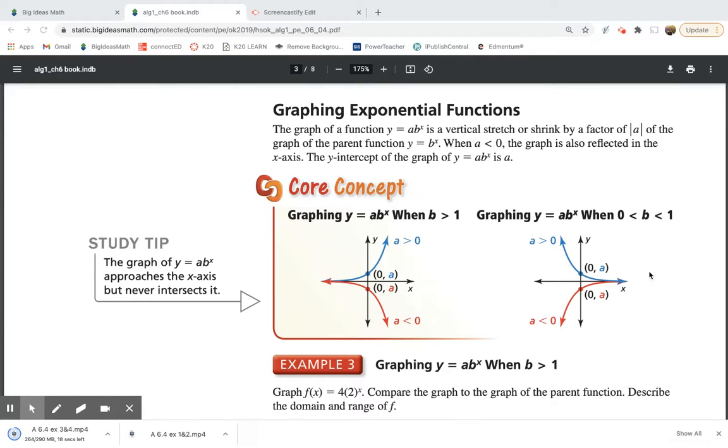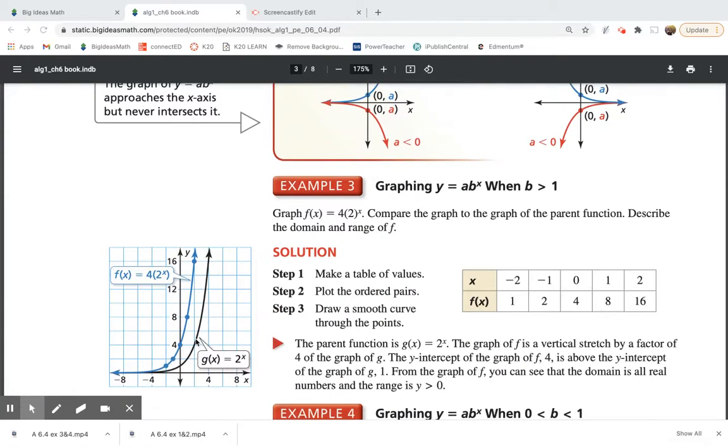So these look super confusing. But whenever y equals ab to the x, when b is greater than 1, you will have, I guess, going up or down to the right, because your b is greater than 1, and if a is negative, it's going down. Then when b is between 0 and 1, meaning it's like a fraction or a decimal, it goes up to the left or down to the left, depending on if a is positive or if a is negative. If that made no sense, that's okay. Let's look at an actual example.